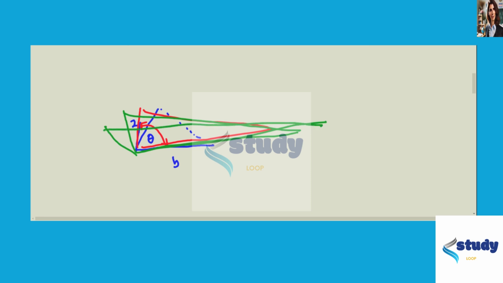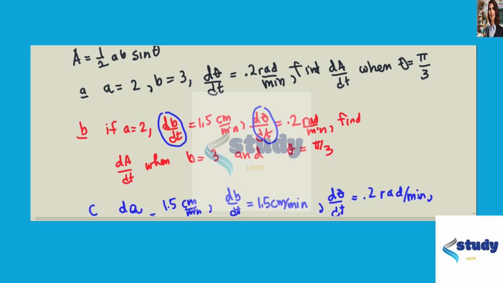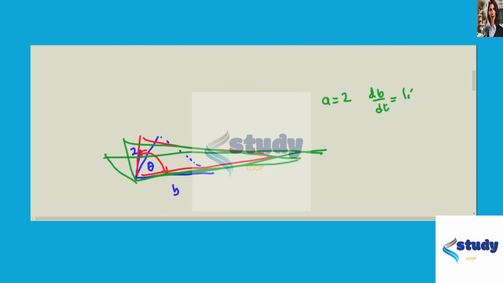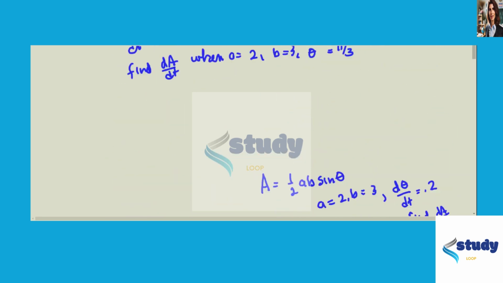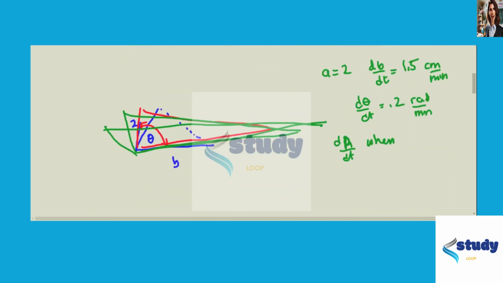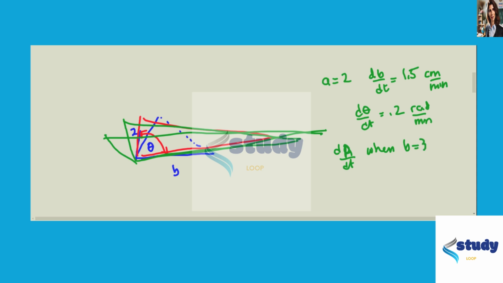Okay, so two things are changing this time, B and theta. A is fixed at 2. B is changing at a rate of, I forgot, 1.5 centimeters per minute. And theta is changing at a rate of 0.2 radians per minute. And so we're trying to find dA dt, the rate the area is changing when B is 3 and theta is pi over 3.